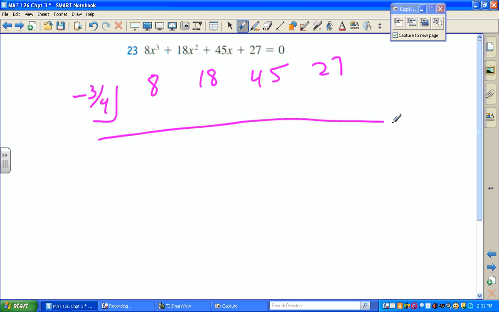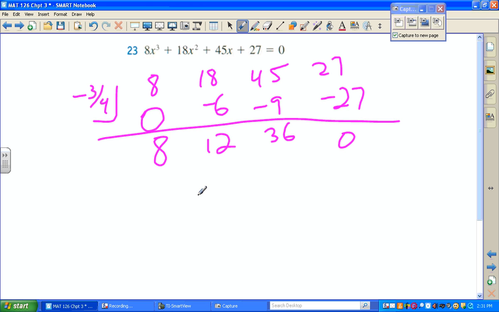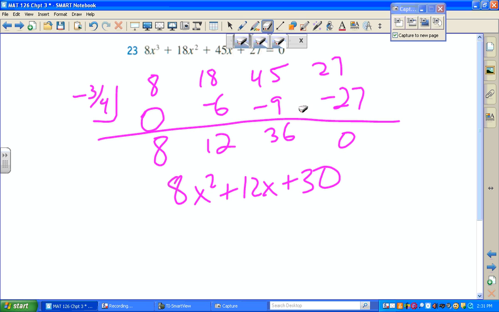I use synthetic division a lot. 8, -6, 12, 3, -9, 36, -27, and 0. So that leaves me with 8x squared. And the reason I do that is because I have a quadratic program on my calculator. 36. All right. 30.